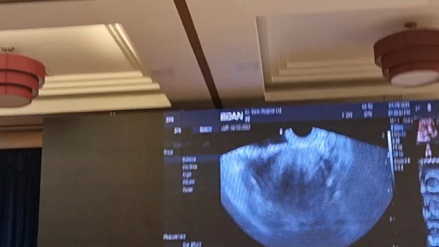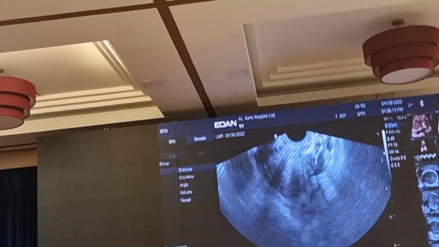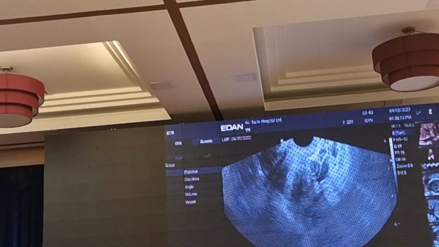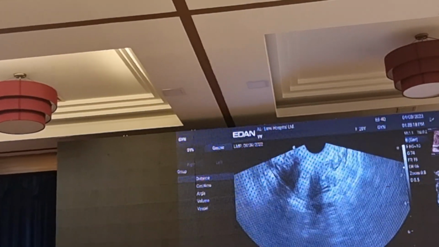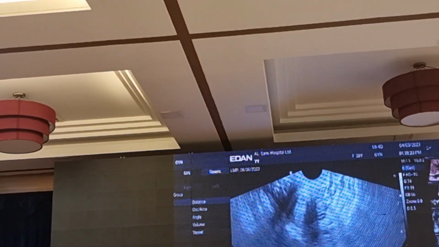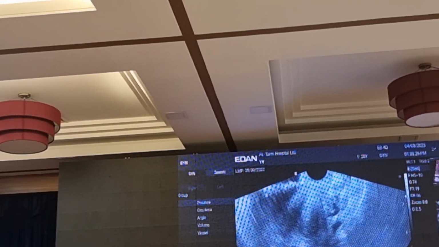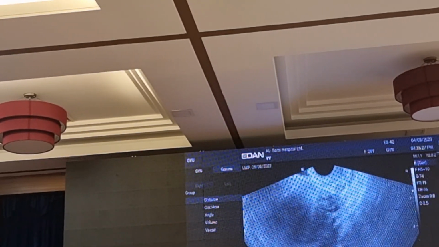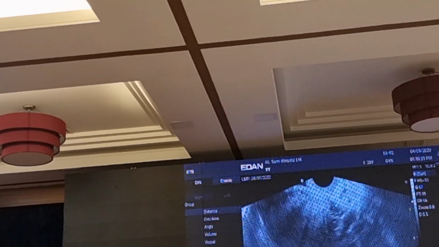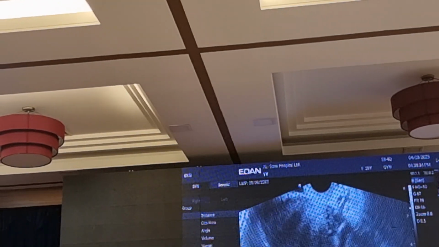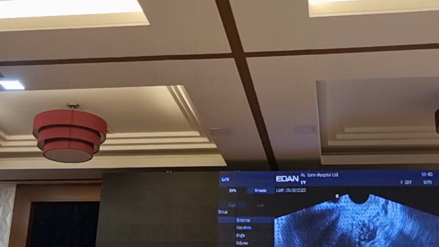Then I go back again to the transverse section and I am going to hunt for the left ovary. Now here the left ovary is like, focus. So the left ovary is a little higher up. I don't know how well we are seeing it. So I need to adjust the focus. So this is the focus over here.